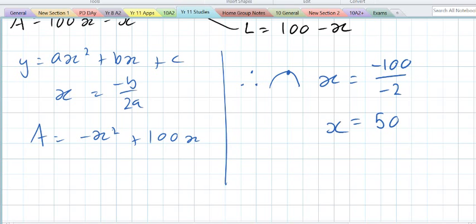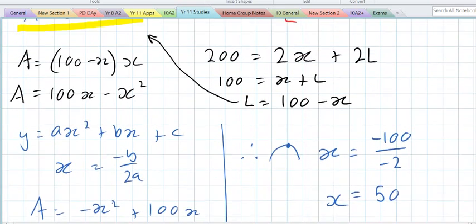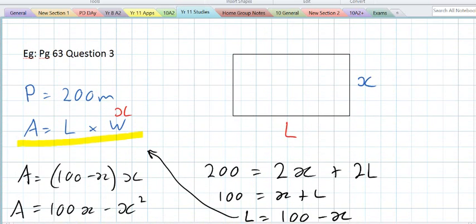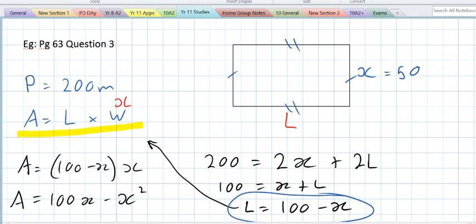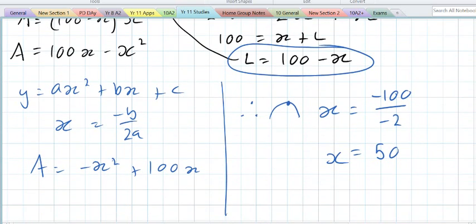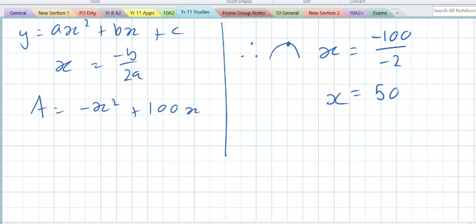Alright. Now if we scroll up to our rectangle, if x is equal to 50, this side is also 50, and if those sides are equal, we can use our length equals 100 take x to tell us that L is also 50, because if x is 50, 100 take 50 is 50, so we have a square. Length and width are equal, they're both 50. Okay? So we've shown what they've asked algebraically, and we would have to write a little sentence to explain that.